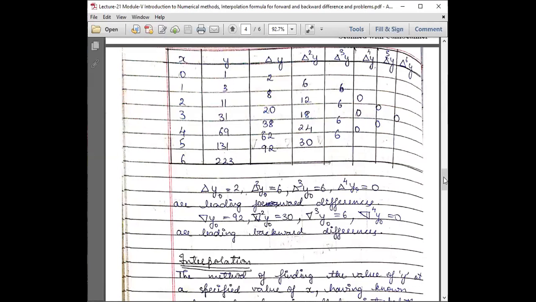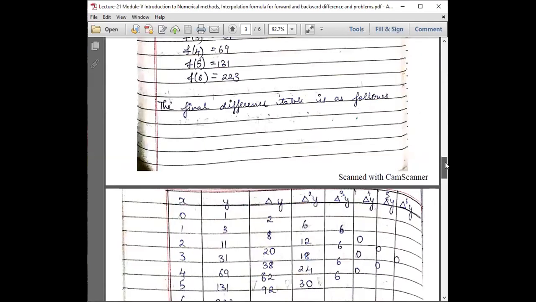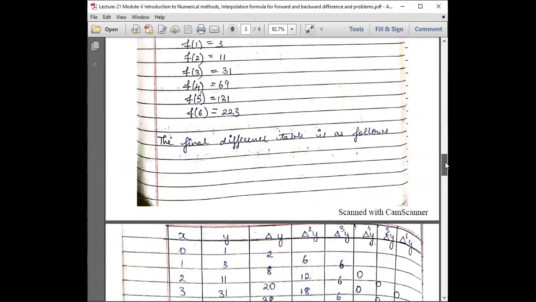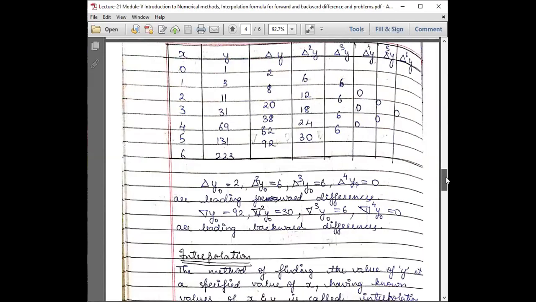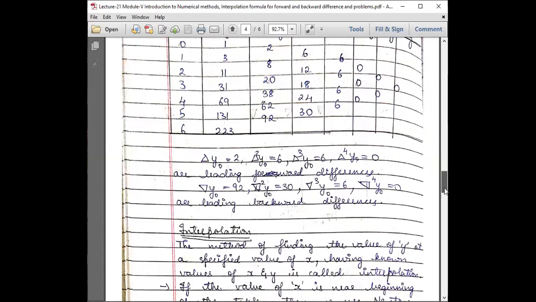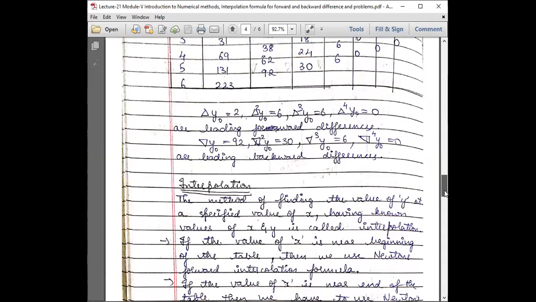So just try to understand what forward means. It can be represented as delta f of x is equal to f of x plus h minus f of x, and backward means nabla f of x is equal to f of x minus f of x minus h. The uppermost elements are the leading entries for the forward difference, and the lower entries of the given table are the leading entries for the backward difference. Are you clear, or shall I explain once again?